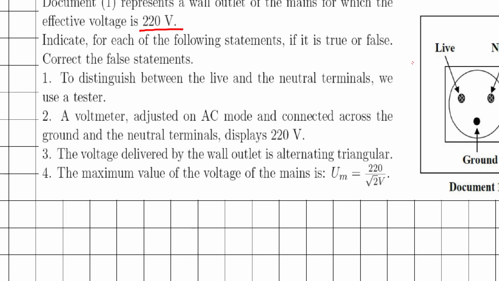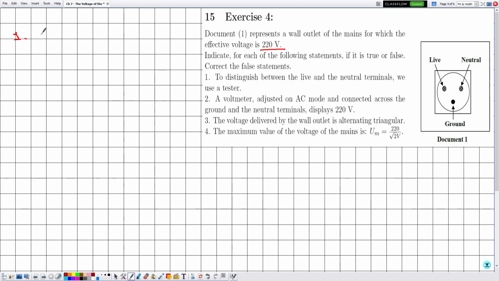They are telling us to distinguish between the live and the neutral terminals. We use a tester, and this is true. So here no justification can be applied because the tester or the screwdriver tester or the live main indicator is an instrument that is used to distinguish between the live and the neutral terminals. So the first statement is true.